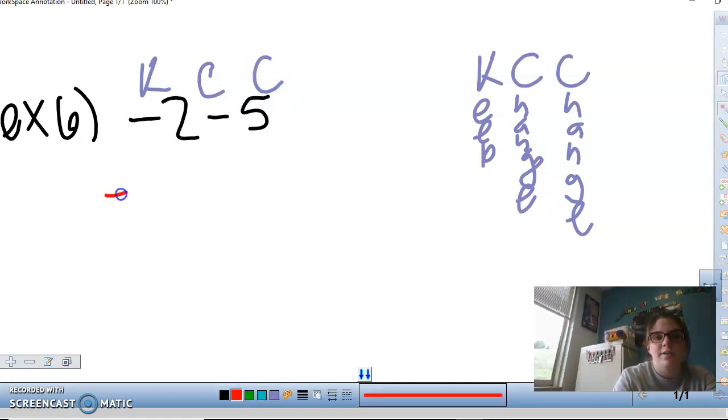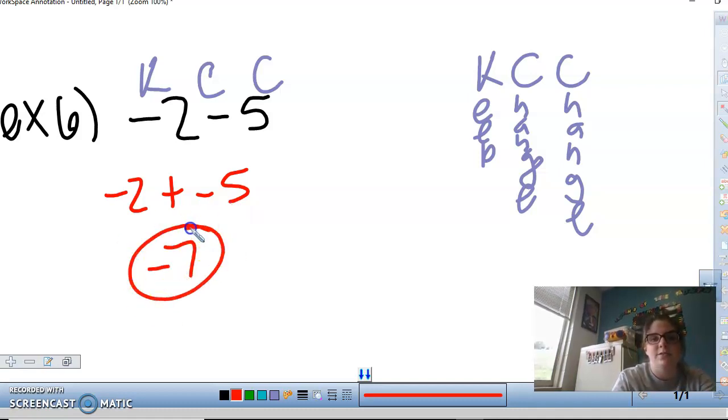So for this one, I'd have -2 plus, since this 5 is positive right now, it's going to become a -5. Now I just use my same rules. Since those are the same signs, I'm going to add. So 2 plus 5 is 7. And then I keep the sign, which is going to be negative. So a -7.